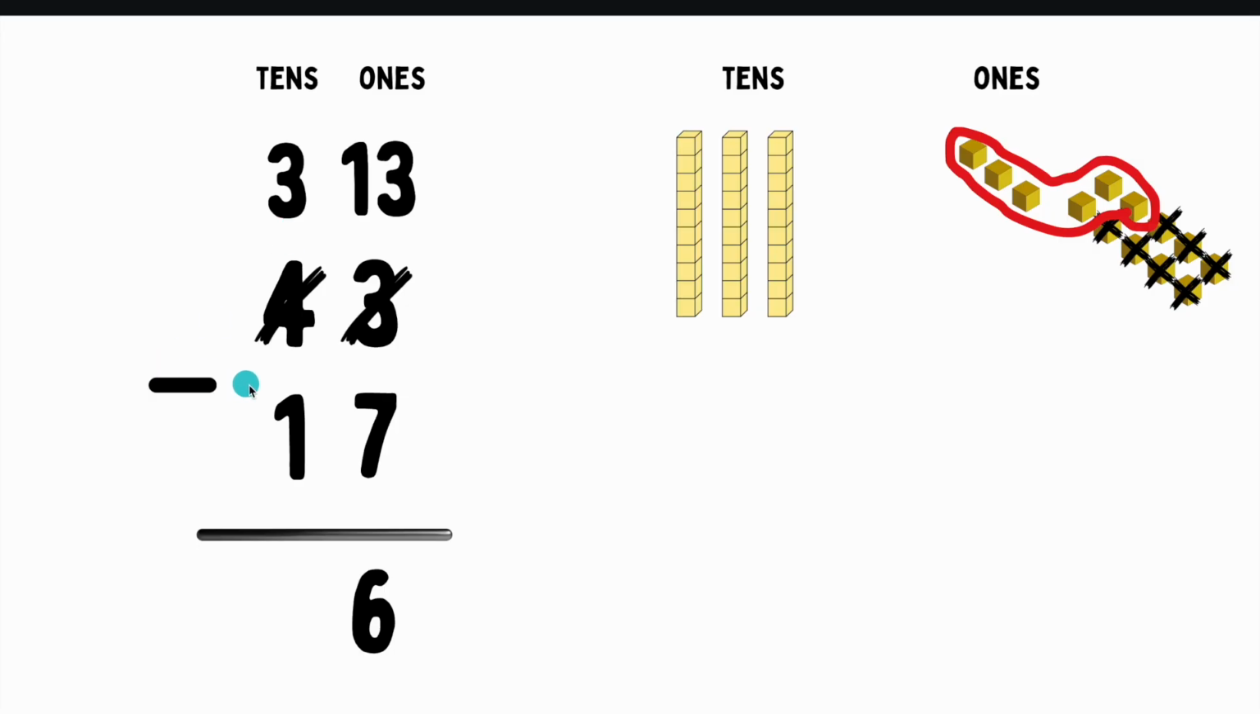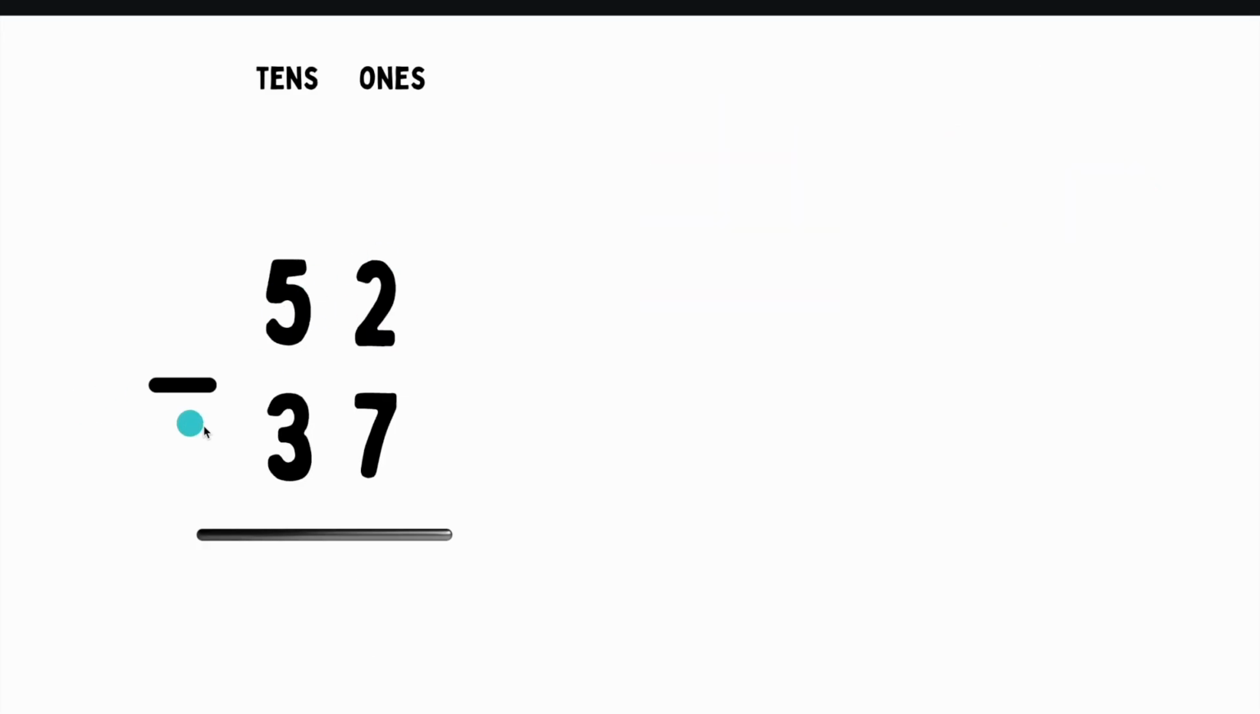3 tens minus 1 10. 3 minus 1. We had 3 tens and we subtracted 1 10. We still have 1, 2 tens. The difference is 26.